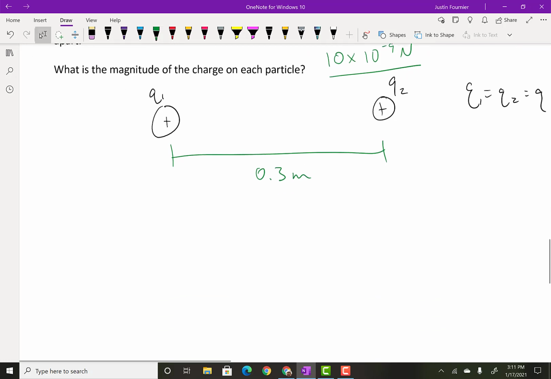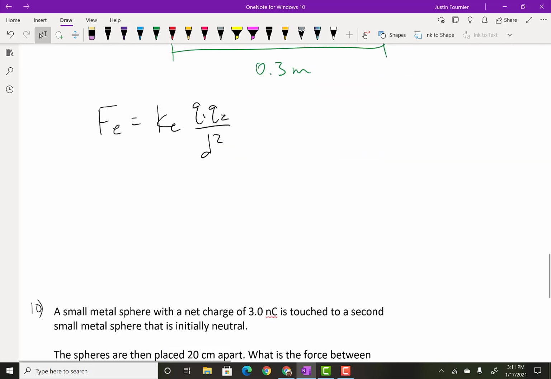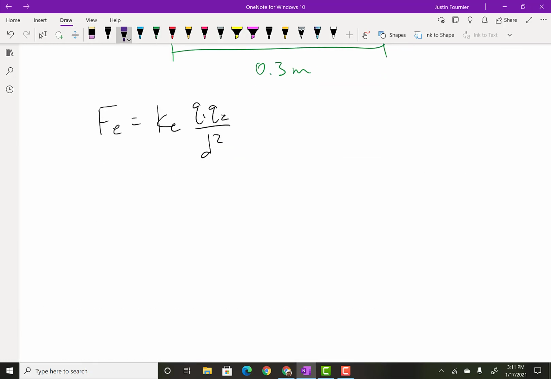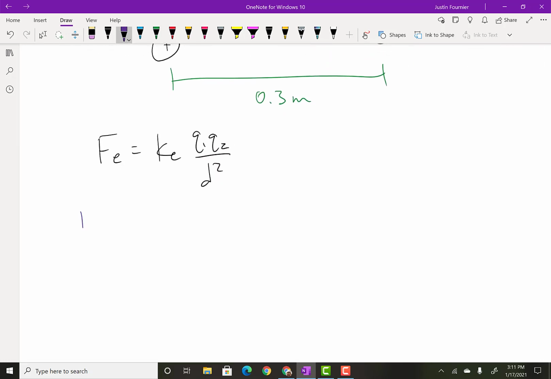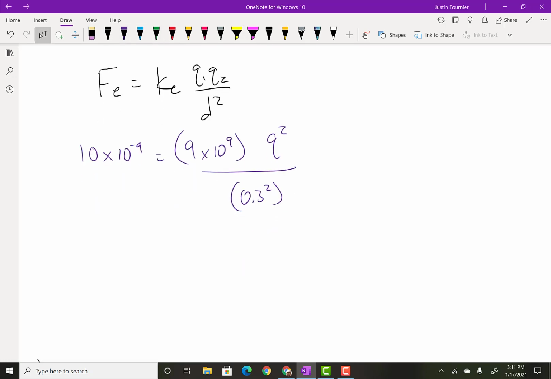So the electric force is going to be Ke, Q1, Q2, divided by D squared. Plugging in now, my electric force is 10 times 10 to the negative 9 equals Ke, which is 9 times 10 to the 9, times Q1 and Q2. They're the same, so they're both Q, so I'm going to say Q squared, divided by the distance, which is 0.3 squared. So lastly now, I'm going to isolate Q.